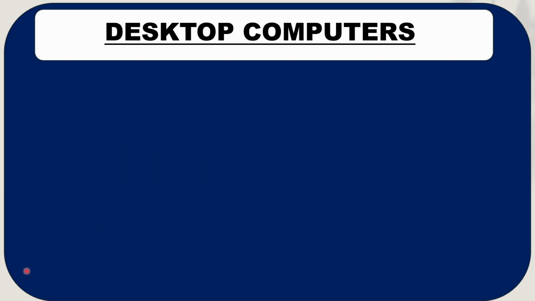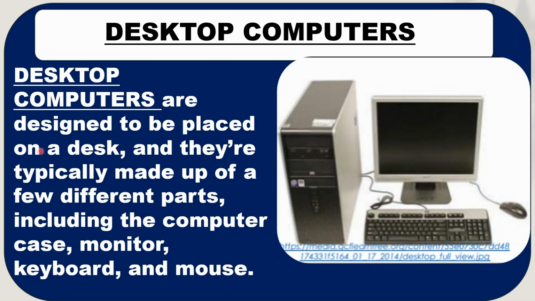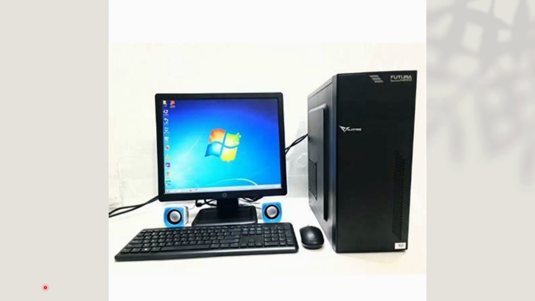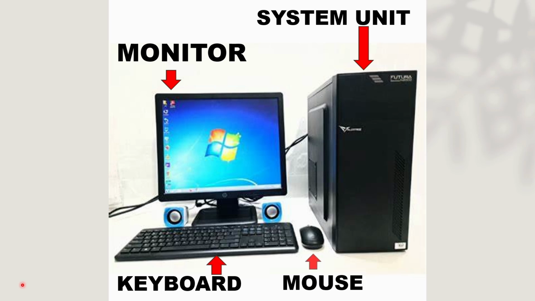First is desktop computers. Desktop computers are designed to be placed on a desk, and they're typically made up of a few different parts, including the computer case, monitor, keyboard, and mouse. We have the monitor, the system unit, the keyboard, and mouse. So these are the physical parts of a desktop computer.